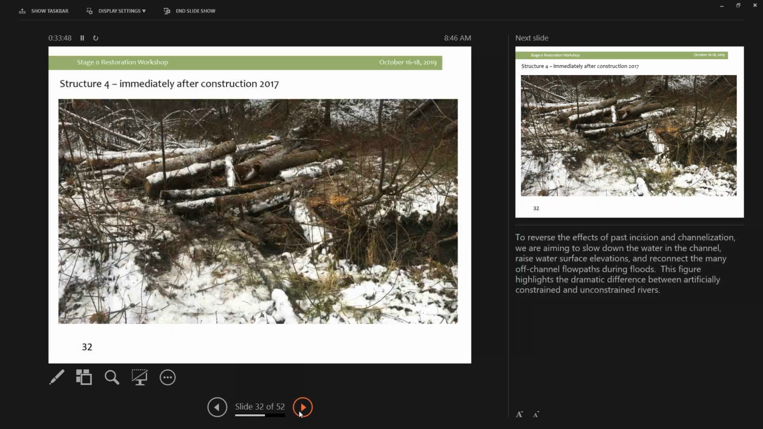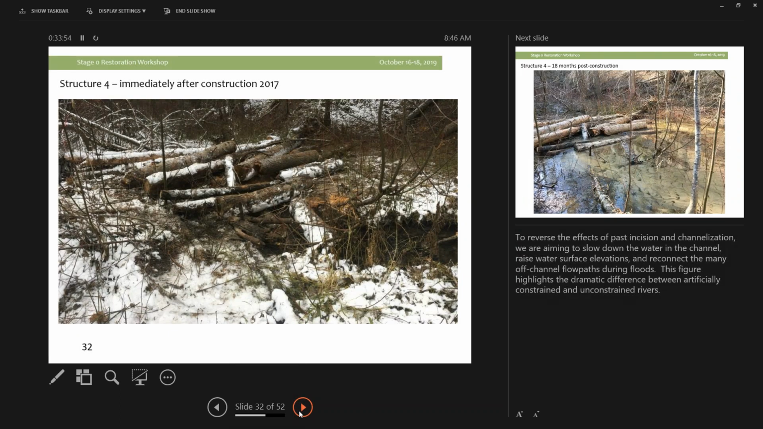So this is the picture that was on the very first slide, but this is the structure immediately after construction in 2017. It's kind of hard to tell in the picture, but we've got about 4 to 5 feet of incision down in here. This is a pretty incised site. You can't really tell all the bundles that are under there, but there's quite a bit of wood jammed down into the bed down in here. So it's not just these key pieces that are up top.